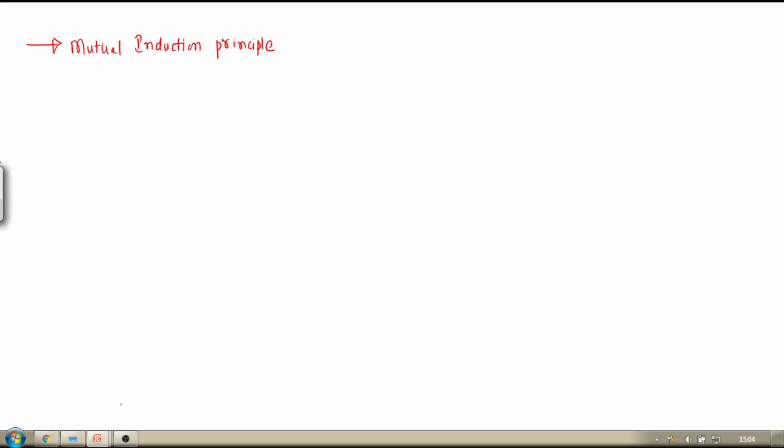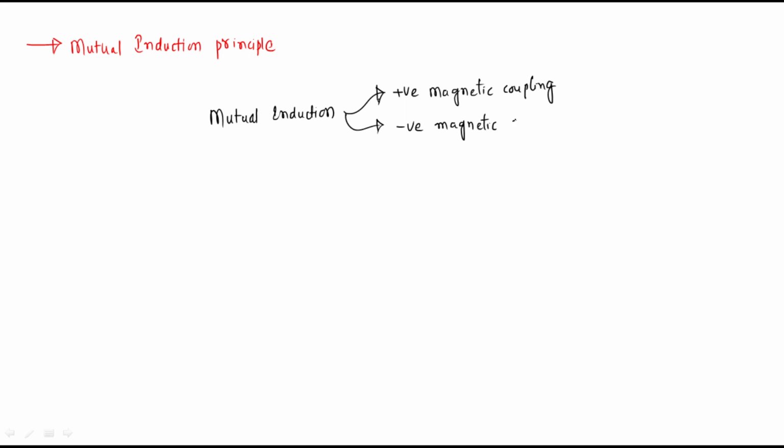So we all know that the mutual induction depends upon magnetic coupling. So that is positive magnetic coupling and negative magnetic coupling. So the polarity of mutual induction depends upon type of magnetic coupling.